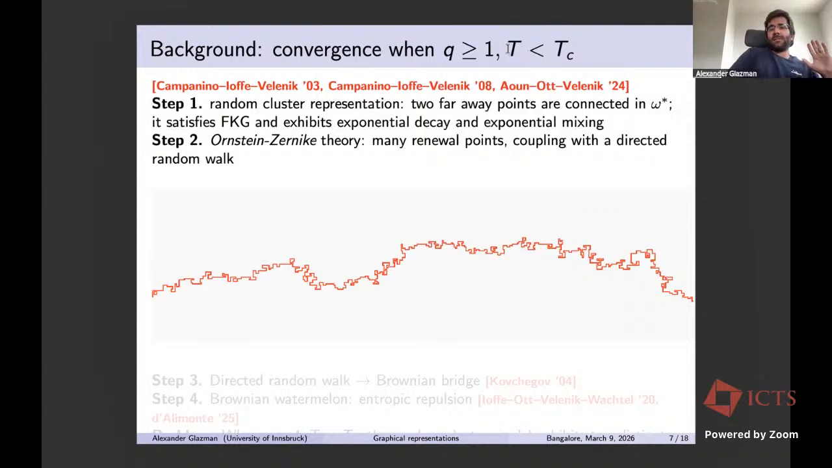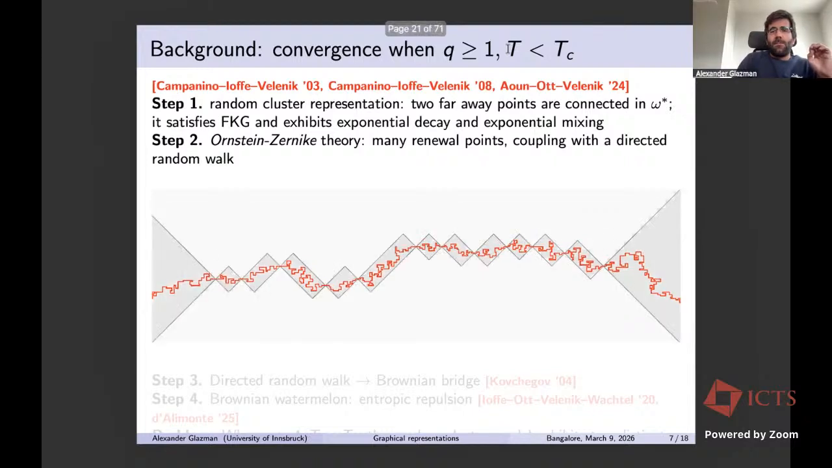So we look at the cluster, which is very unlikely. So it's already very long, but also since it's so expensive to have more connections, actually it will also be very narrow. So then you will have a lot of renewal points, and so these are the cone points. And now what happens is, due to the exponential mixing, you can say that these parts are almost independent.